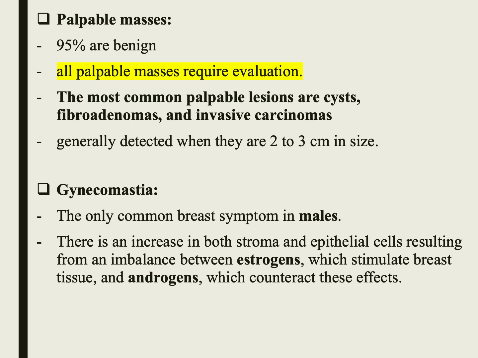Gynecomastia is the only common breast symptom in males, and in this condition there is an increase in both the stroma and the epithelial cells due to an imbalance between the estrogens and androgens. So when the estrogens are elevated, this will stimulate the breast tissue, and the androgens are decreased, and the androgens have a counteracting mechanism against the estrogen. So the estrogens go up and the androgens go down, and this leads to proliferation of the breast tissue.